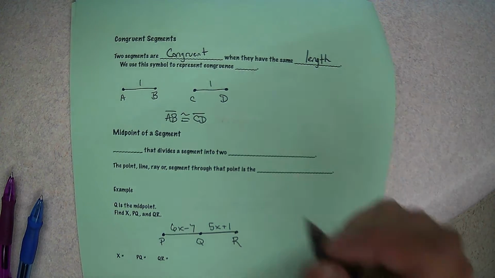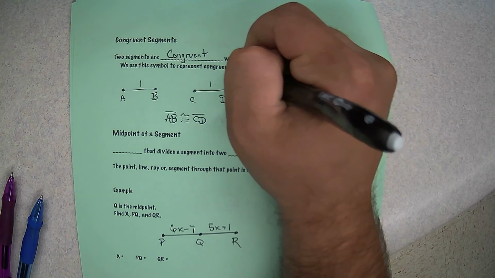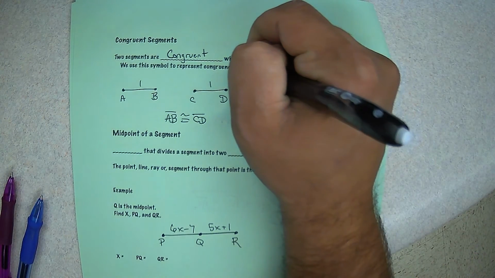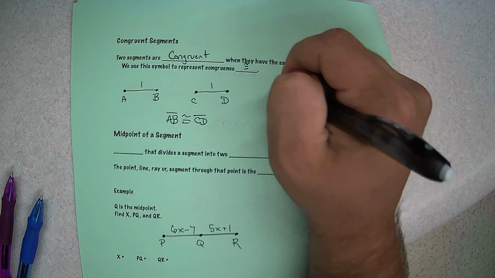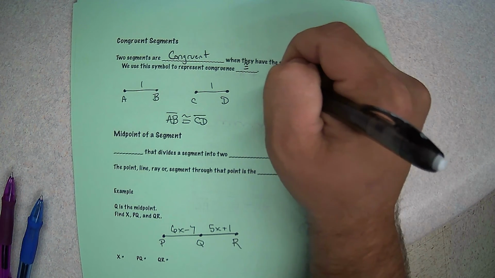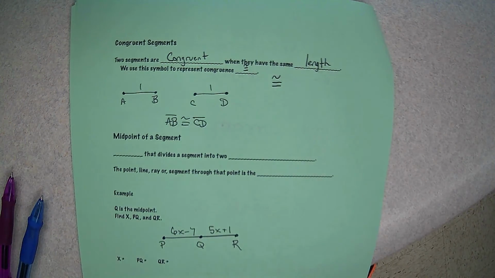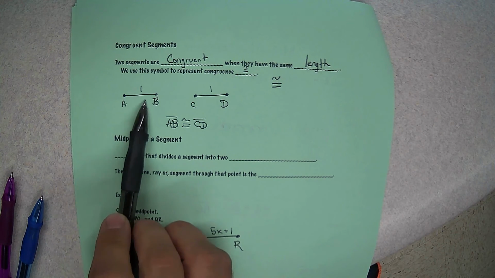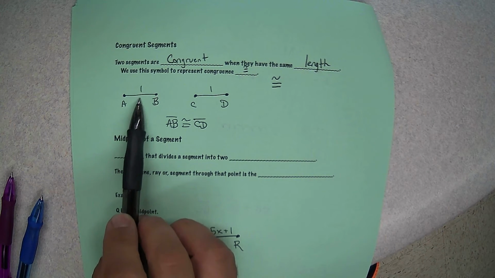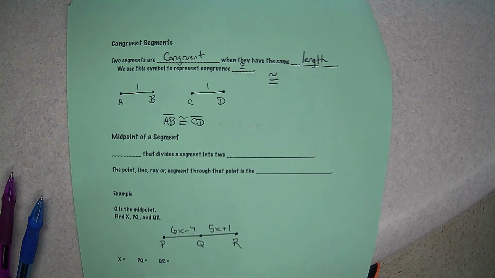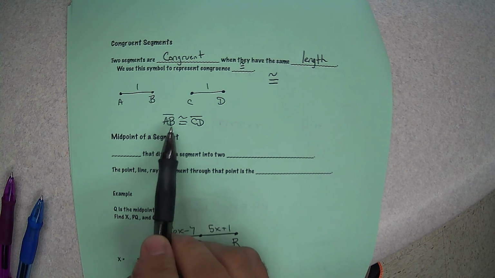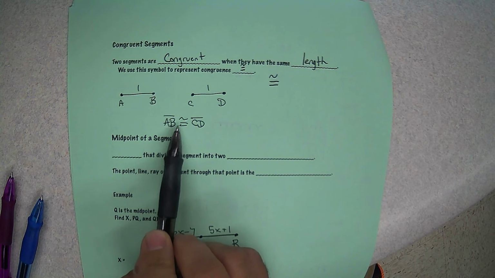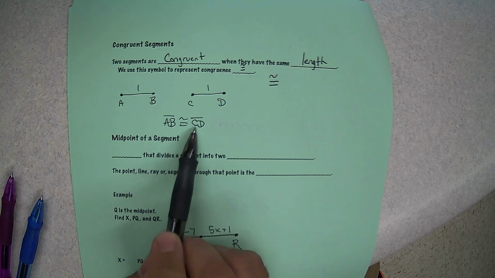To represent congruency, we use this little symbol. I'll write it small here to fit in there, but I'll write it bigger too. It looks like an equal sign with a little squiggle above it. That tells us it's congruent. They have the same length. So if I had AB, and said that was 1, and CD also had a length of 1, those would be congruent. So we would say line segment AB is congruent to line segment CD.